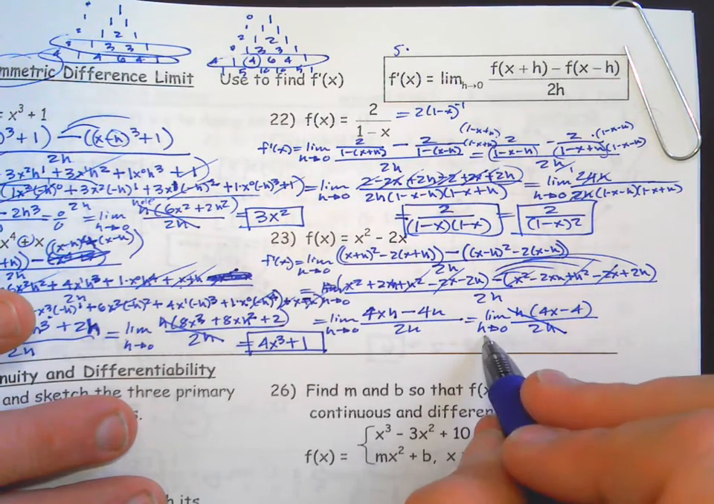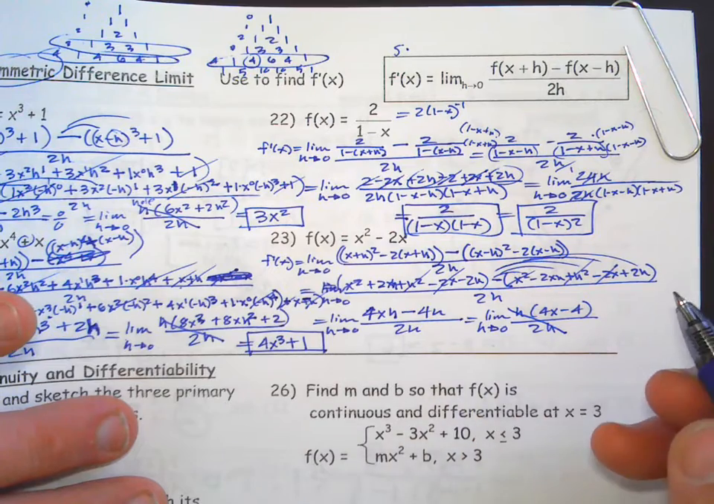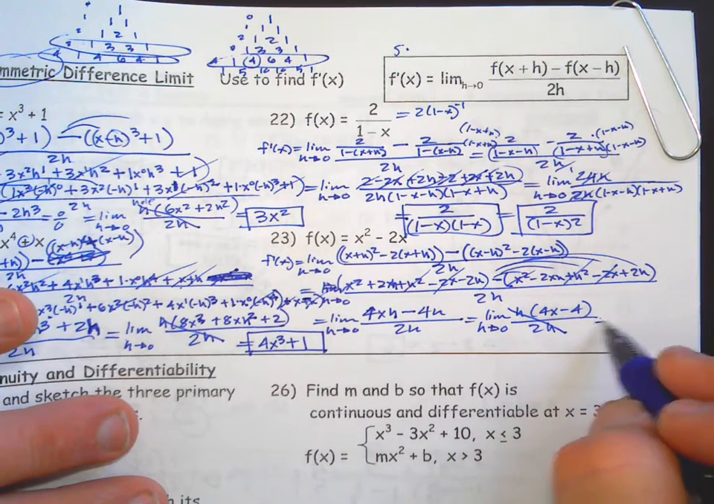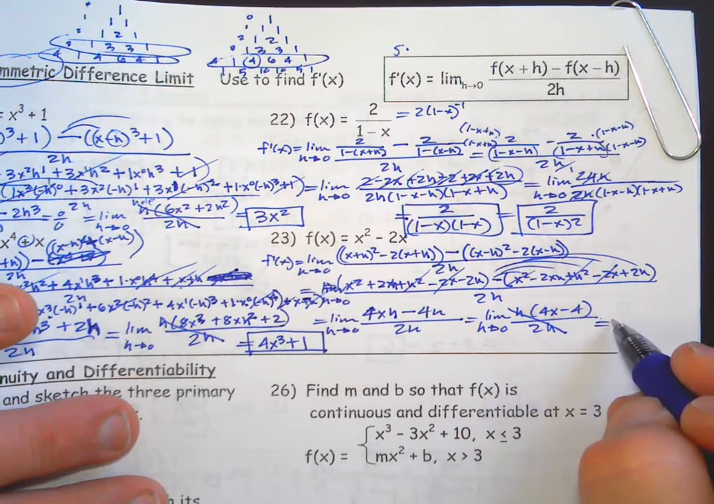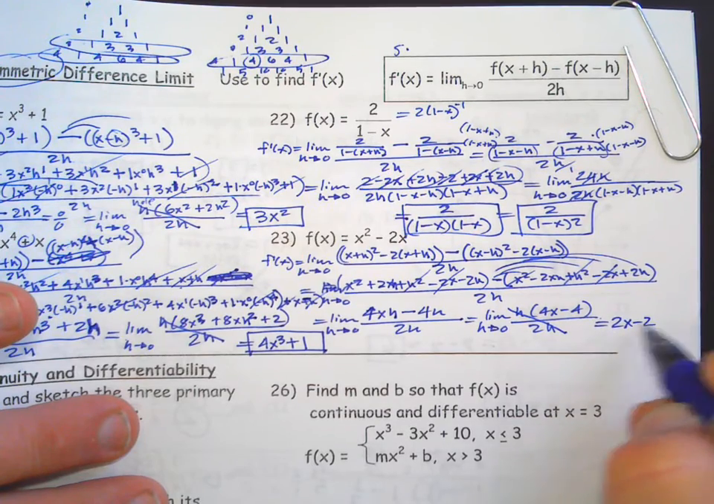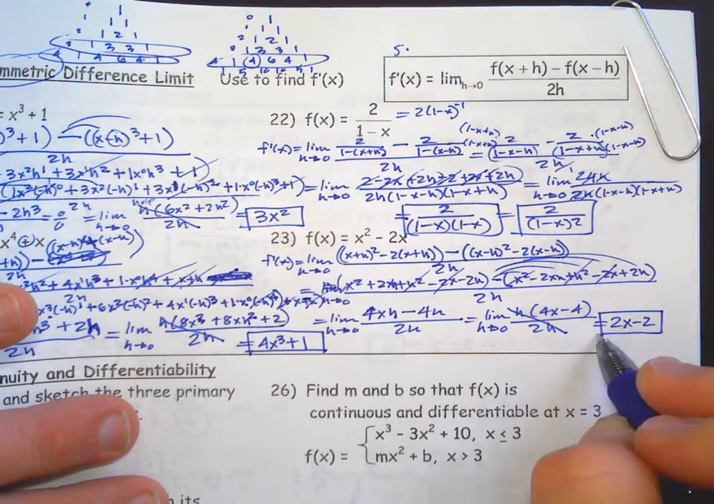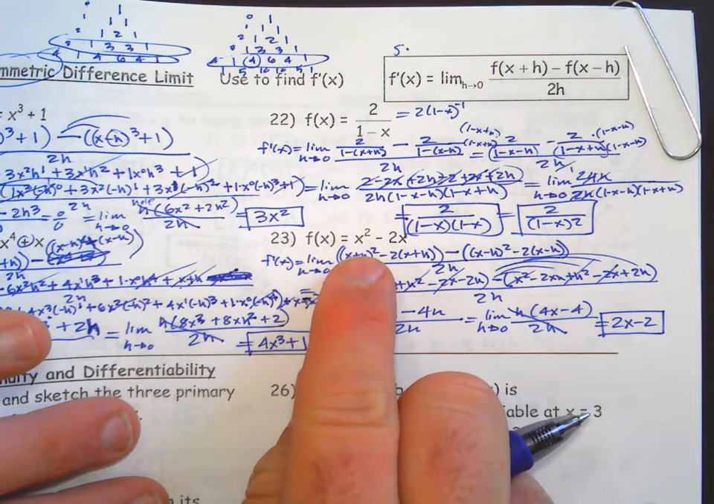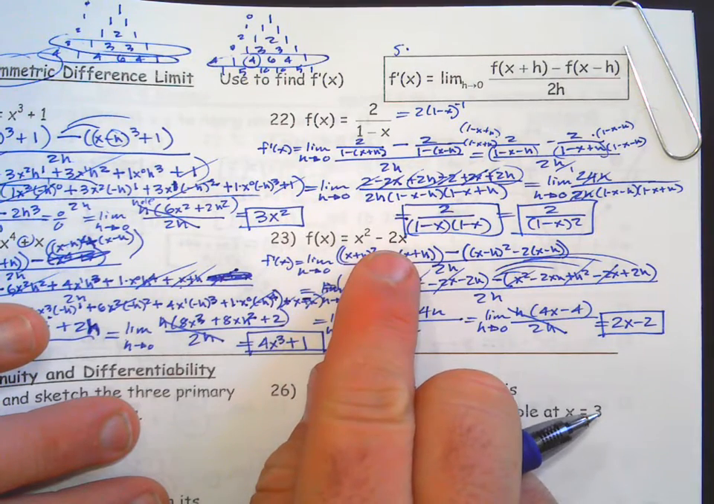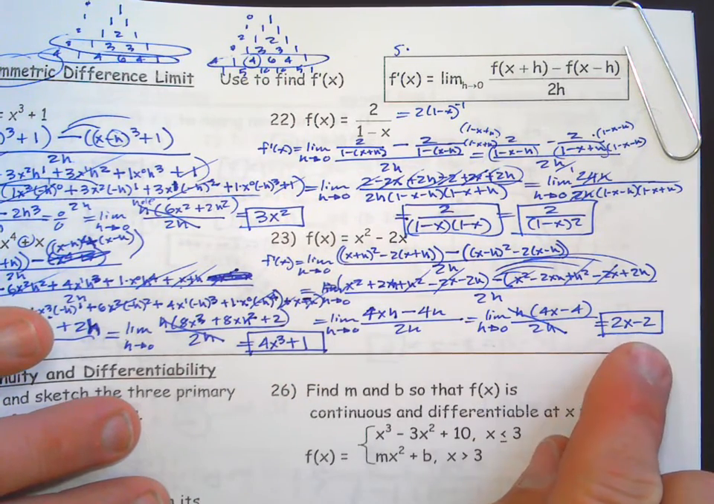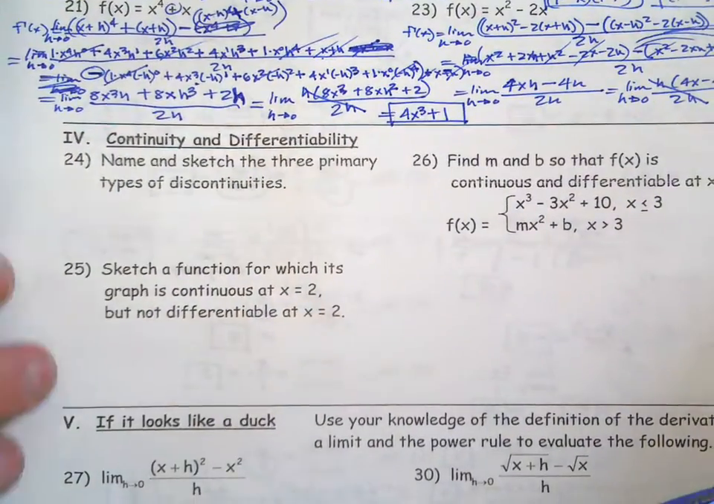And then we're going to plug h equals 0 back in. And I think all the h terms are gone. Distribute the division. It should be 2x minus 2. And if you test it out, derivative of x squared is 2x. Derivative of minus 2x is minus 2. Perfect. So that's kind of work I want to see in those. Those are kind of tough.